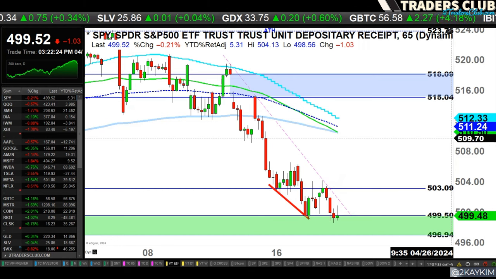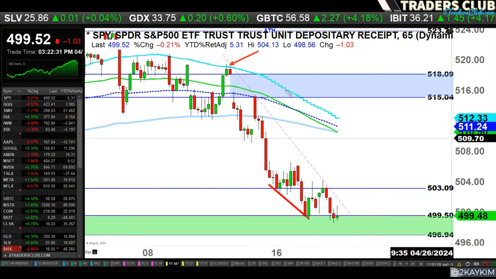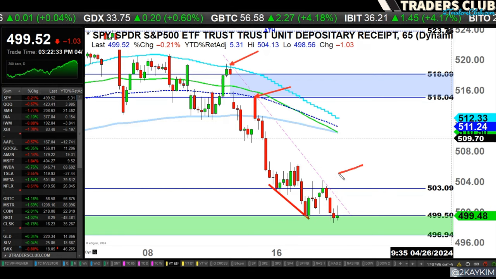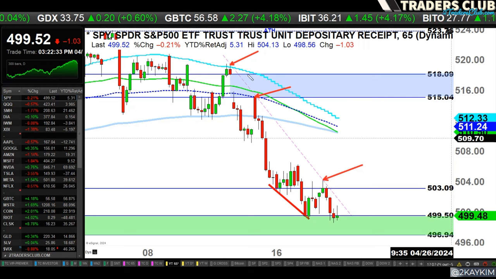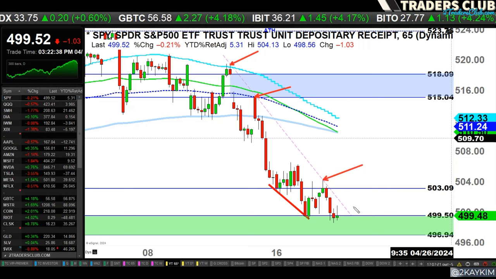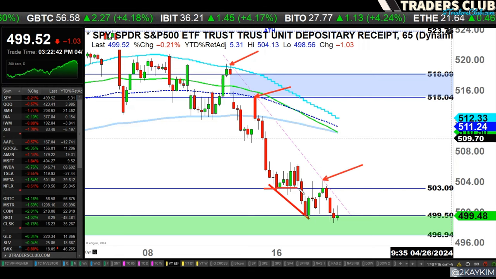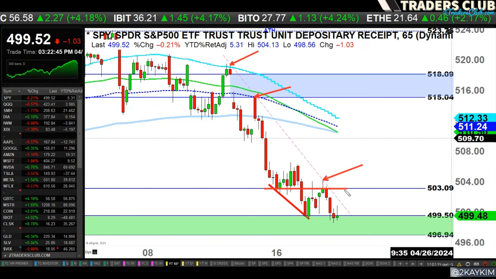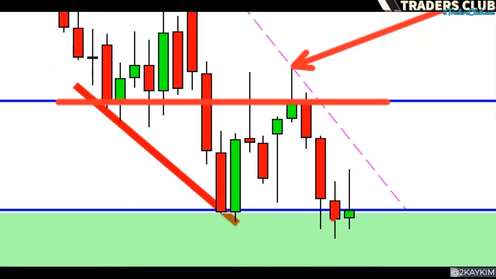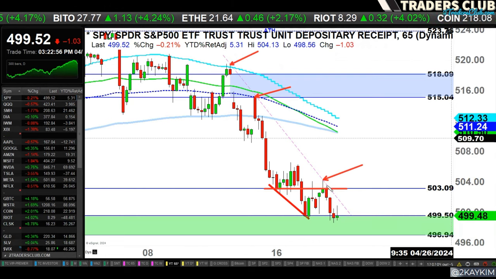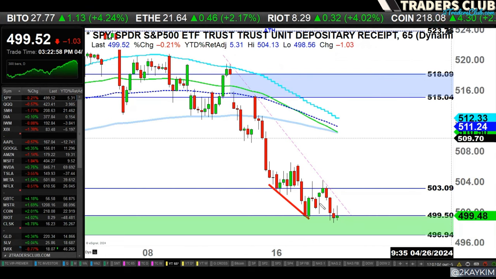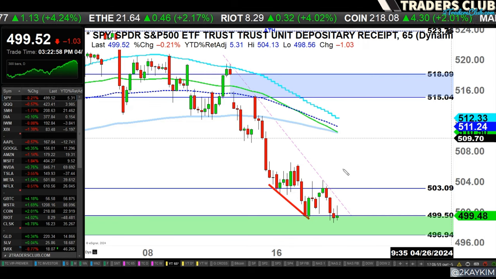And I've adjusted my falling resistance a little bit just to accommodate. You see, it still connects here, and then it connects that wick. So you see that falling resistance still connects with three dots there, and coinciding with the horizontal resistance, bulls were not able to break out above that double resistance, and through that hammer or shooting star candle there on the second hour, pretty much fell right back down.